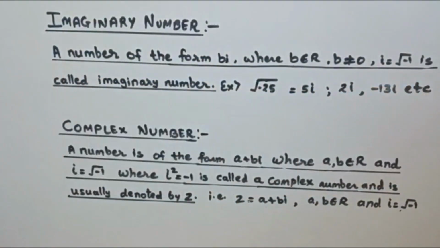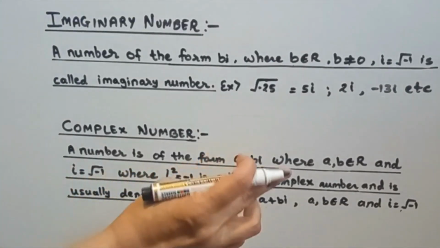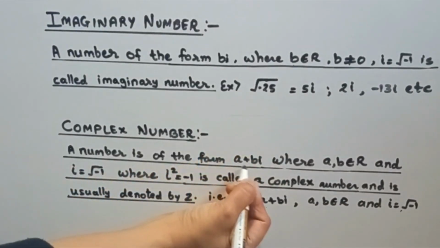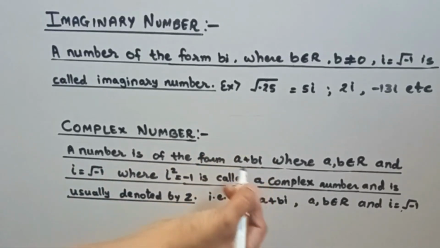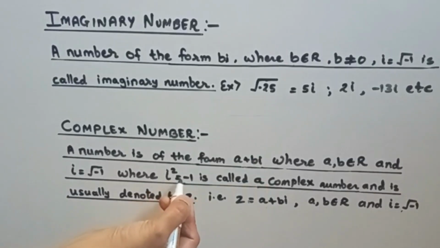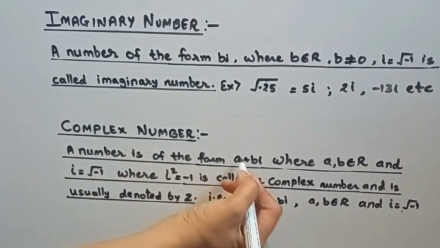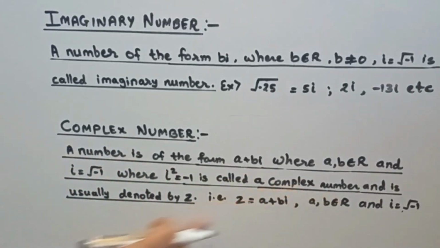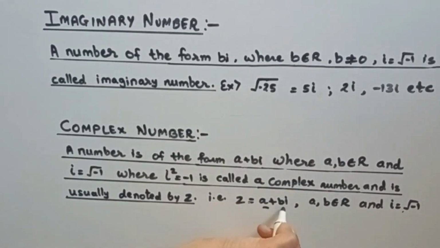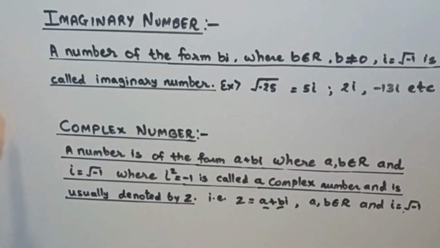Now what are complex numbers? A number of the form a plus bi, in which a is a real number, b is also a real number, and i is root minus 1. We can also write this as i square is equal to minus 1. a and b belong to R. This is called a complex number. It is denoted by z. z is equal to a plus bi. So these are the standard definitions of imaginary number and complex number.